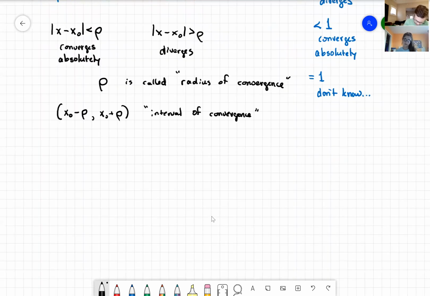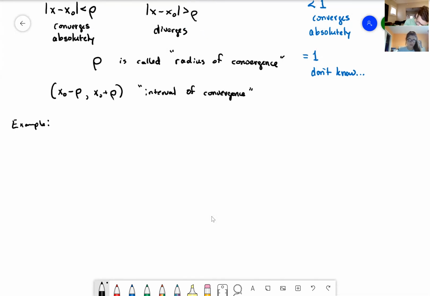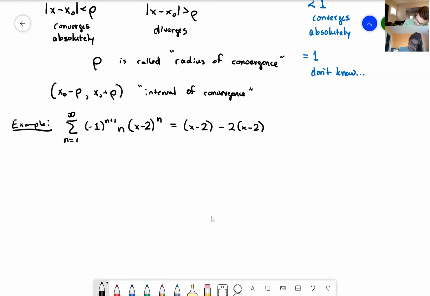Okay, now let's do an example. So this series that we're going to deal with goes from n equals 1 of (-1)^(n+1) n (x-2)^n. This is (x-2) minus 2 times (x-2)^2 plus 3 times (x-2)^3 minus 4 times (x-2)^4, and so on. So that's this power series. And we're assuming that the index 0 term is just 0, so we're not fitting that in.